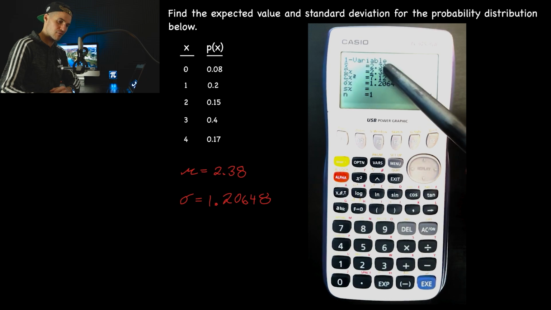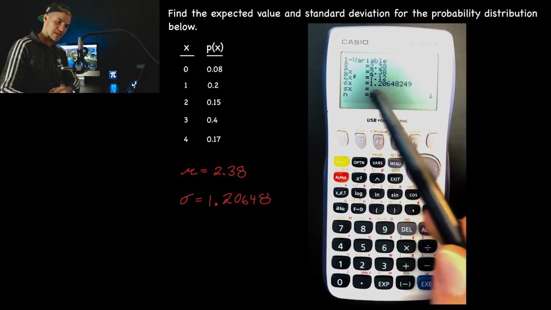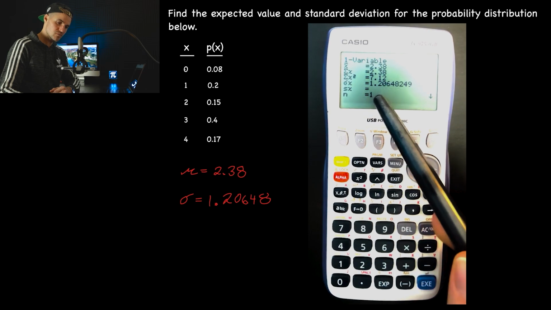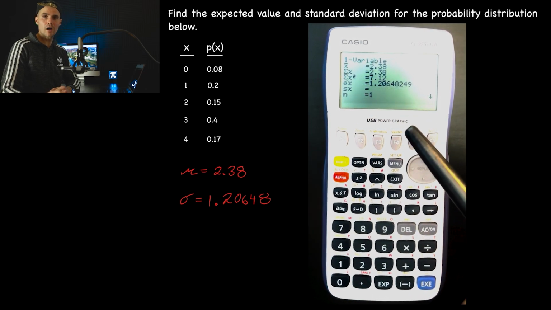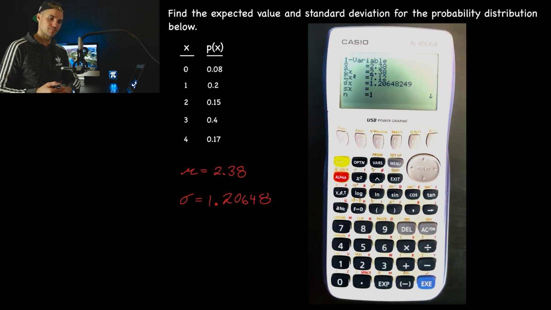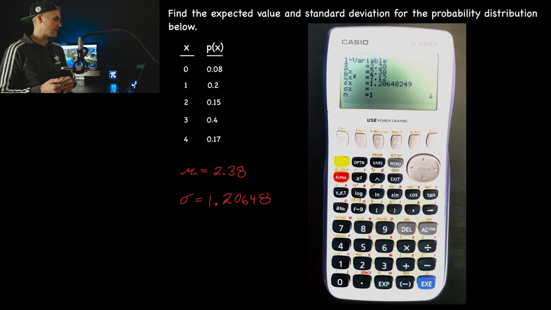Notice we get the same average, or expected value, of 2.38, and we also get the same standard deviation of 1.2064849, which is what we got when we did it manually. So whether you do it manually or with the calculator, that is the answer for this particular video.